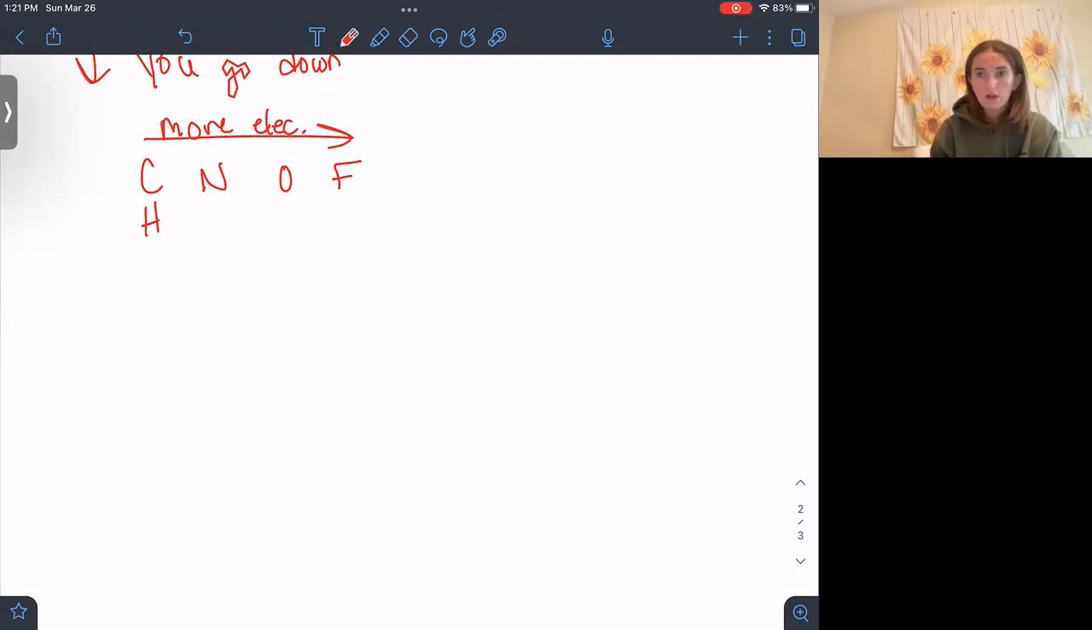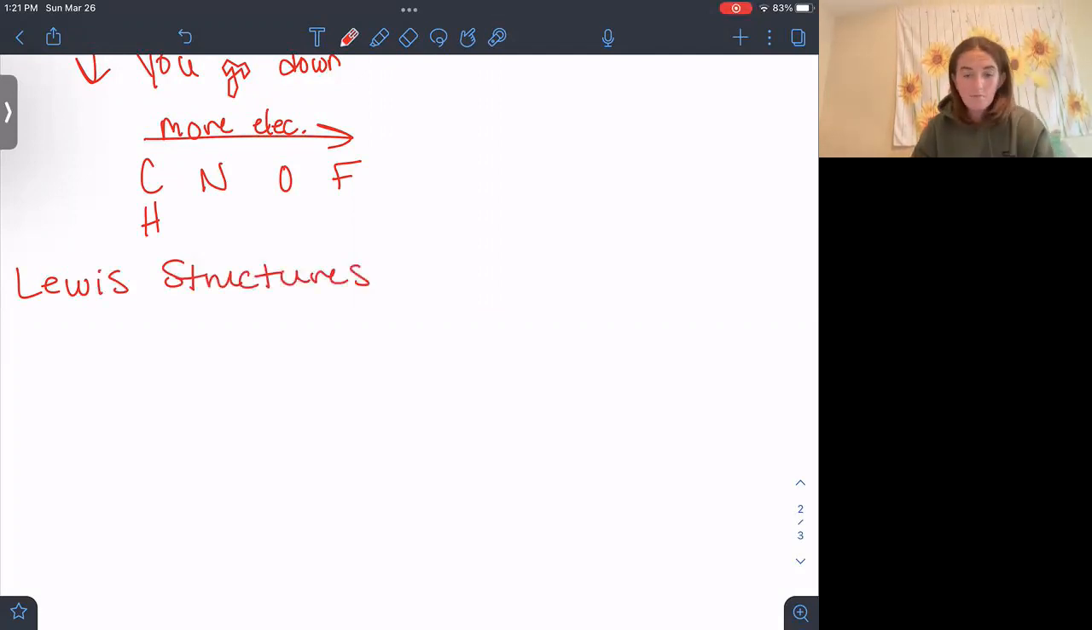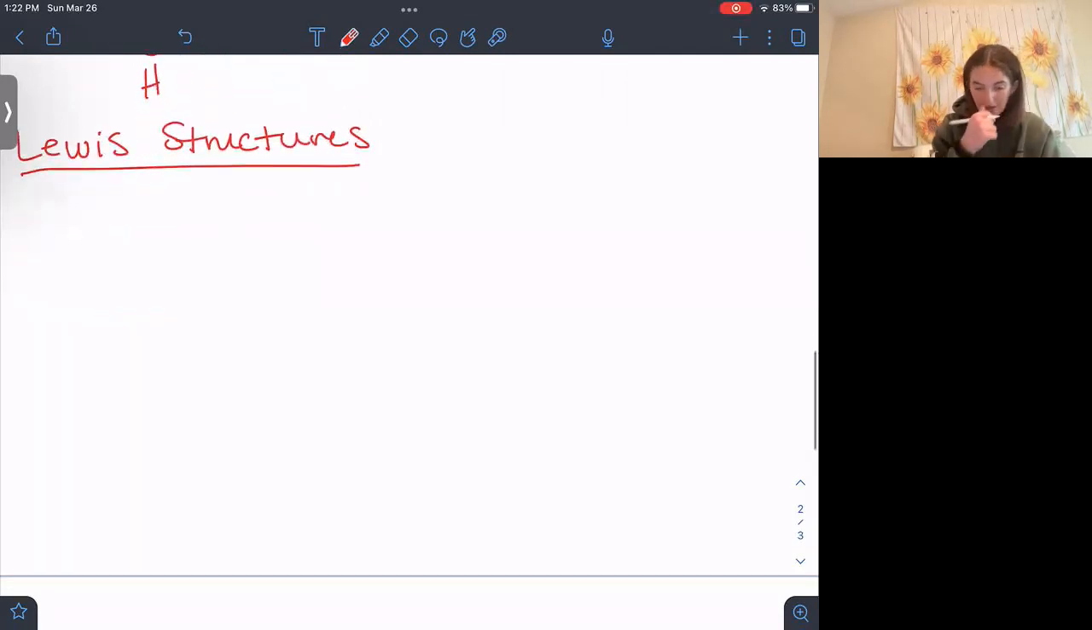Okay, let's talk about Lewis structures a little bit now. Okay, this will talk about shapes. We'll talk about molecular polarity. We'll talk about shapes, including molecular and electron domain geometry. Okay. So let's use an example in order to talk about all of this. Let's look at NO3 minus.